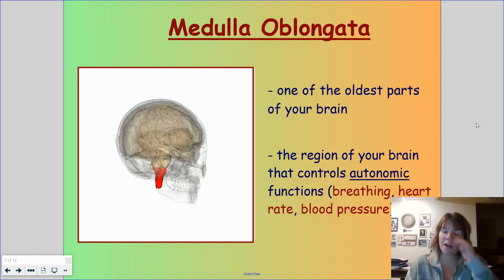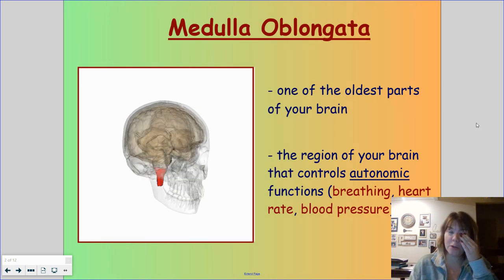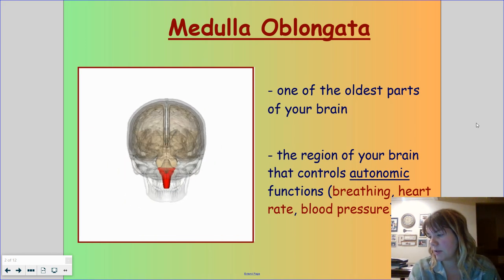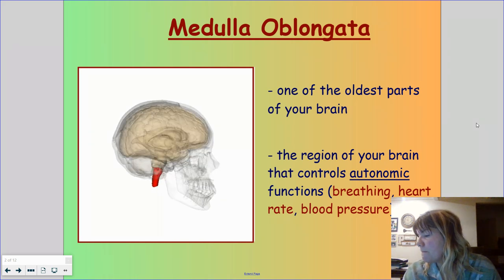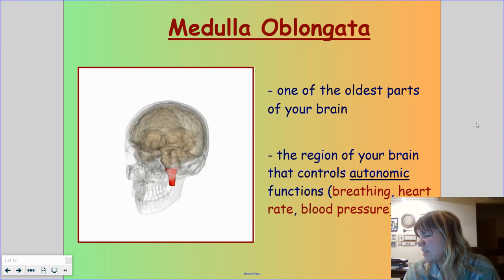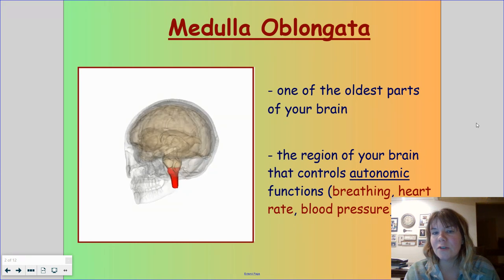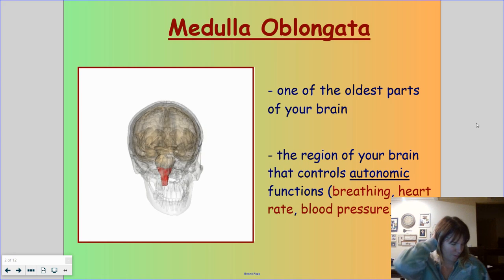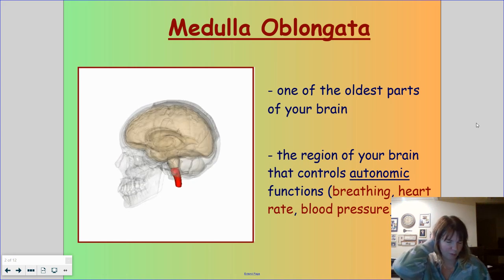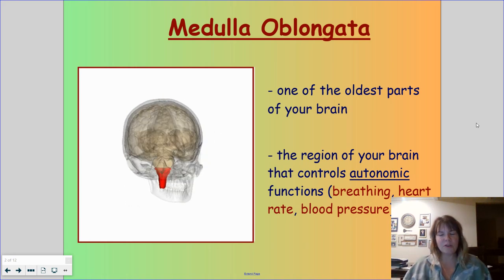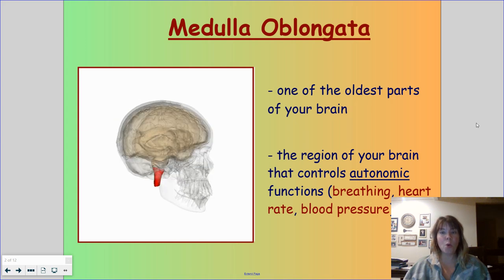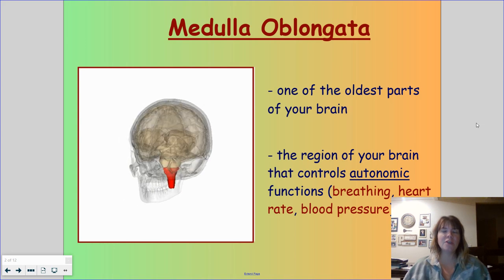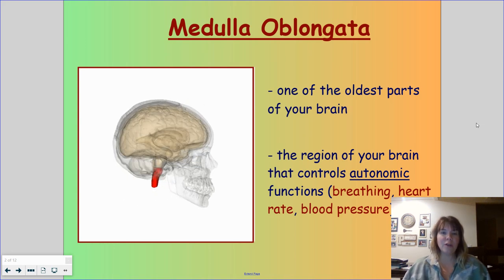Let's start here just chatting about the medulla oblongata, which is probably one of my most favorite parts of your brain. Now, you do not have notes on this, and that's okay. This is just some generalized fun information. So the medulla is located just above your brain, right below your skull, right near your brain stem, which is near your neck. One of the oldest parts of your brain, and it controls your autonomic functions such as breathing, heart rate, blood pressure.